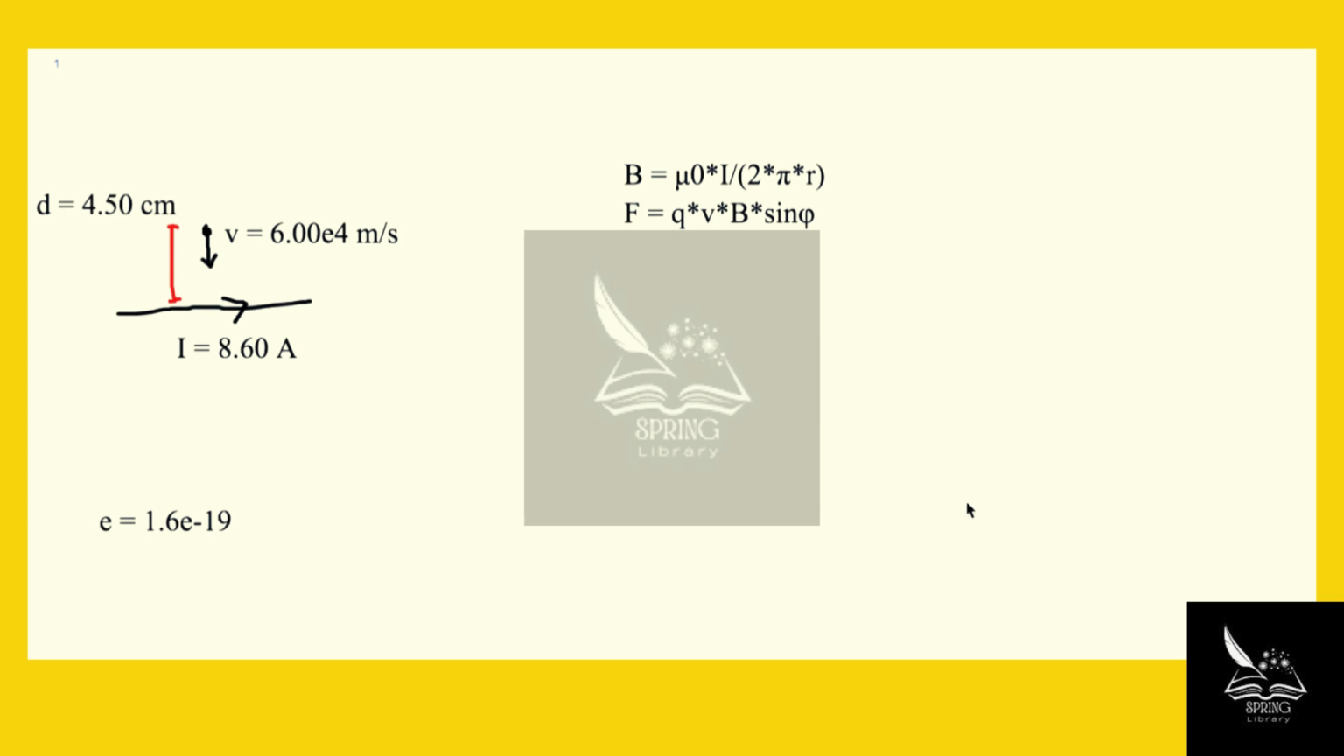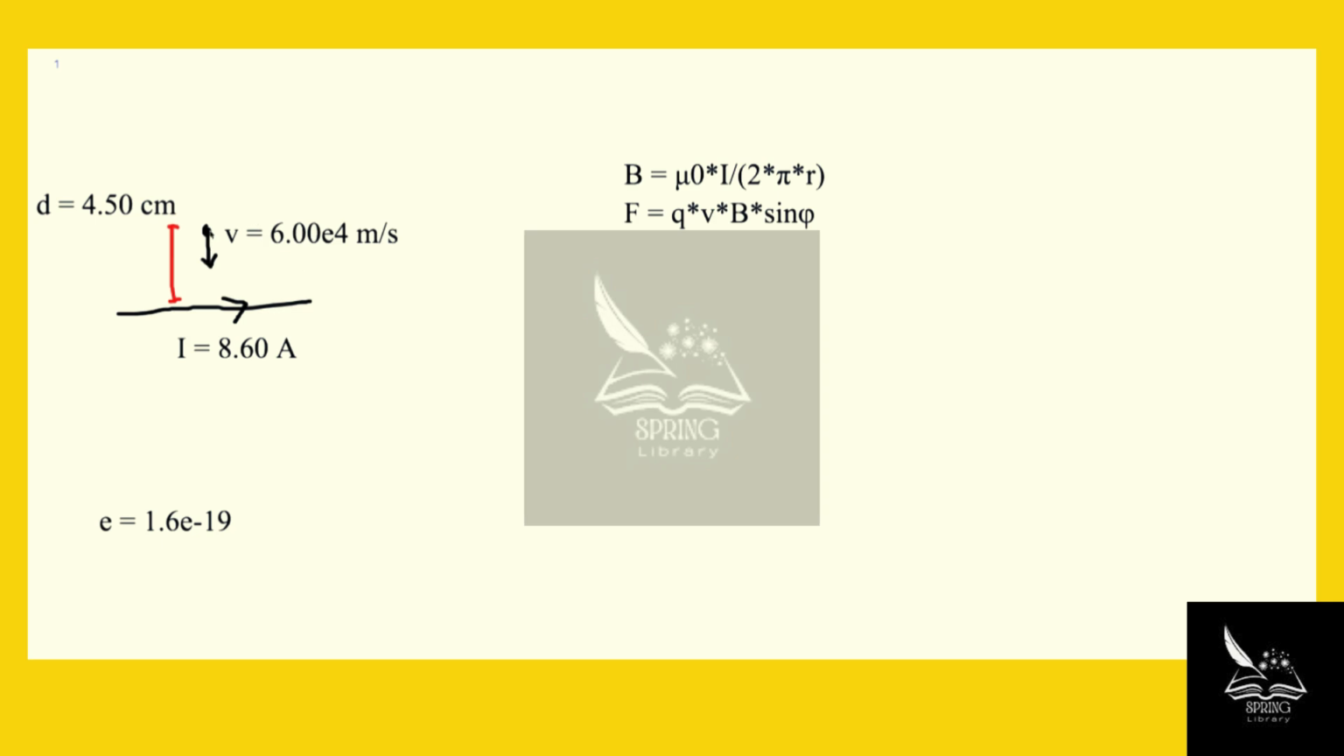Okay, this is question 28.58, where we have an electron that's moving directly towards a long straight wire that has a current. We're not told what direction the current is, but I'm just going to say that the current is moving to the right here. And the current has a magnitude of 8.6 amps.